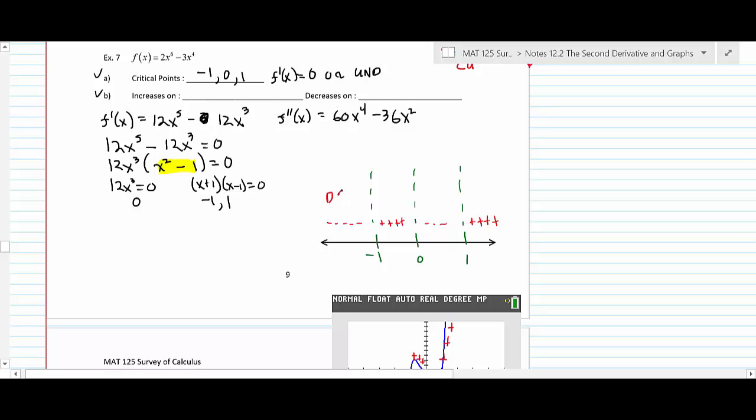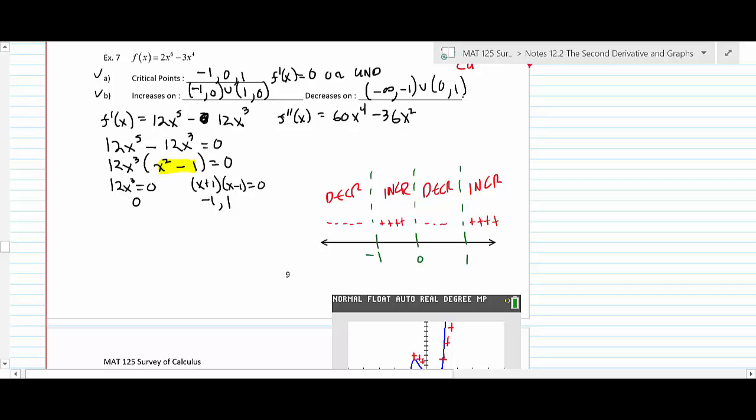It tells you you're decreasing, increasing, decreasing, and then you're increasing again like that, so you're ready to write your intervals. Okay, so your intervals of increasing are going to be what? -1 to 0 and 1 to infinity. Decreasing, -infinity to -1, 0 to 1.